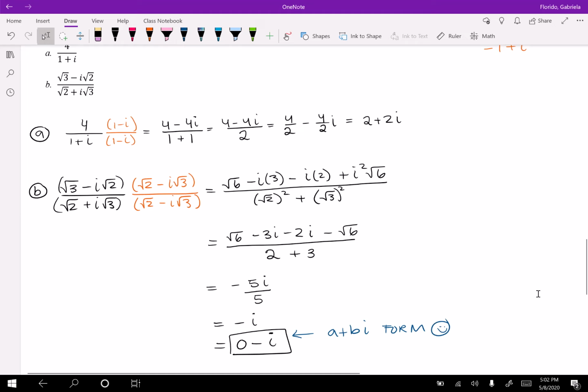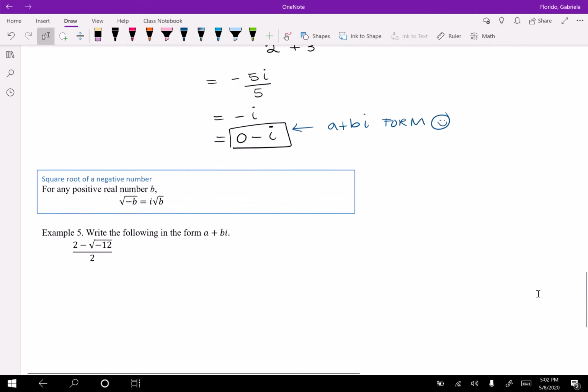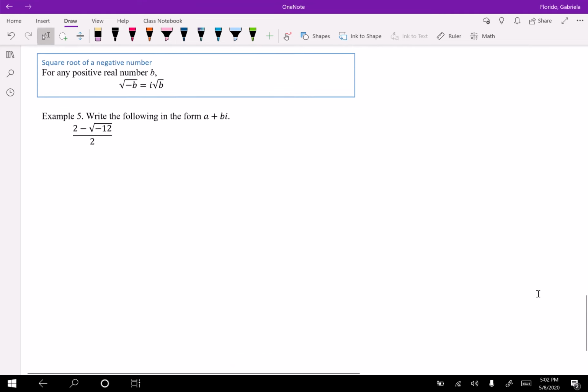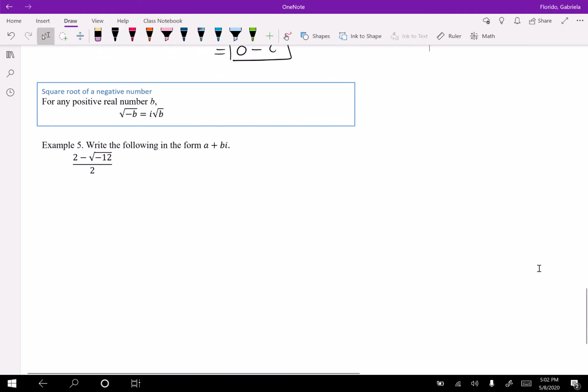Okay, so the last topic is, how do we simplify when we have a negative in the square root? This definition is telling us that for any positive real number b, the square root of negative b is equal to i times the square root of b.